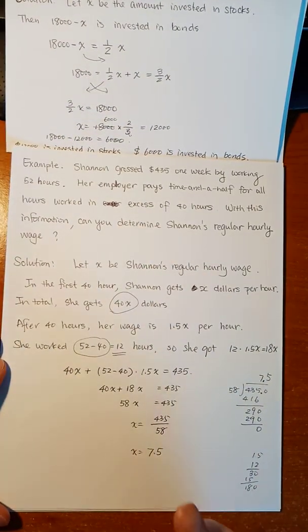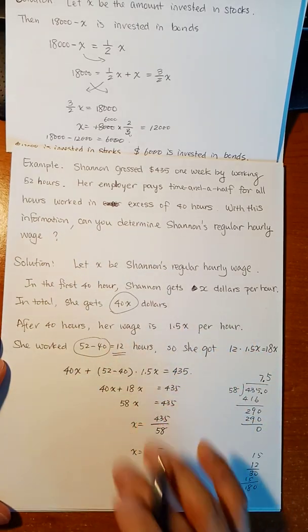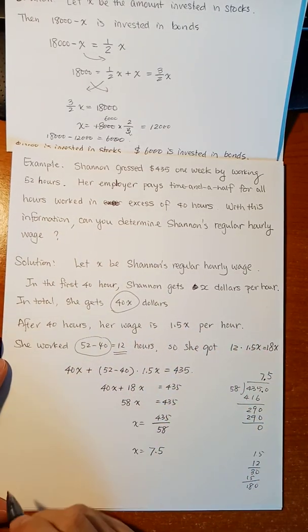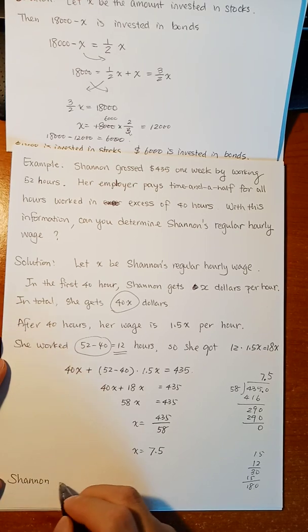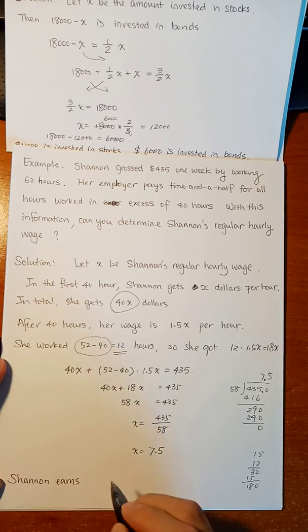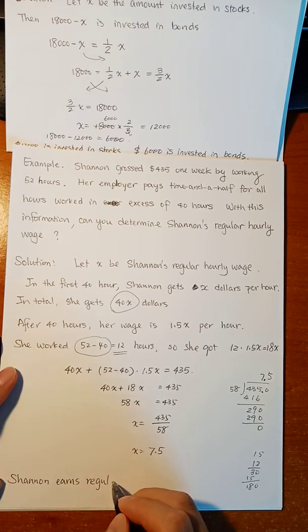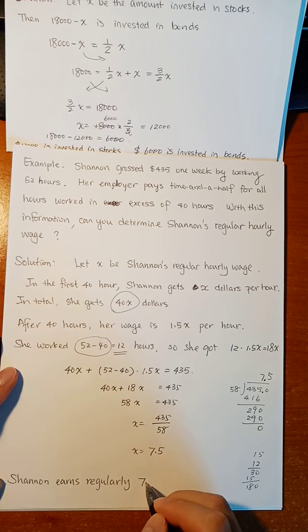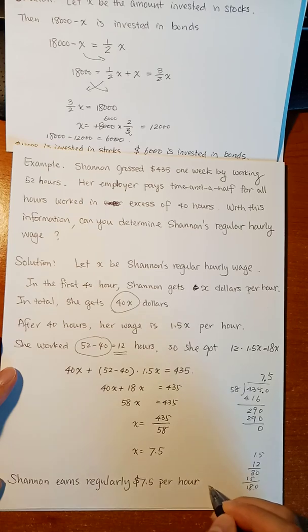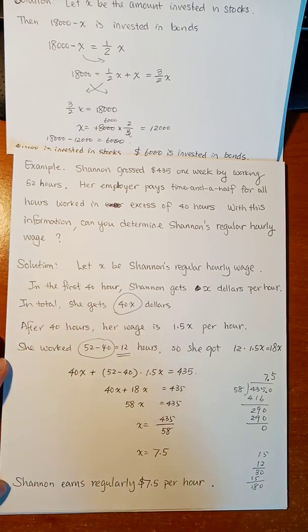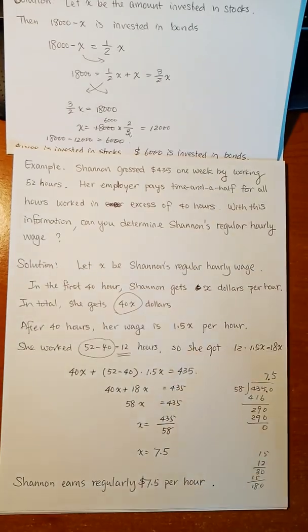Okay, so this is the solution of a linear equation. You have to answer the question. So Shannon earns regularly $7.50 per hour. This is your answer, clear answer for the word problem. Her hourly wage is $7.5.